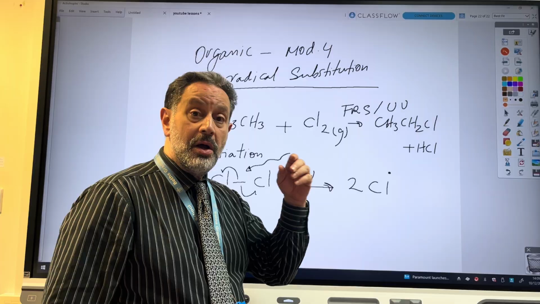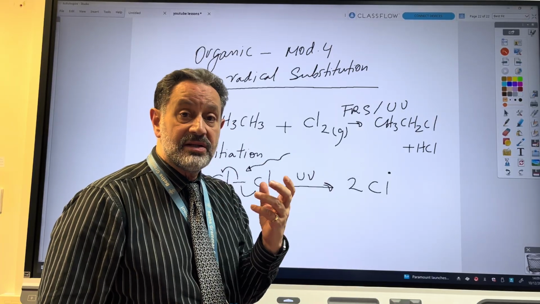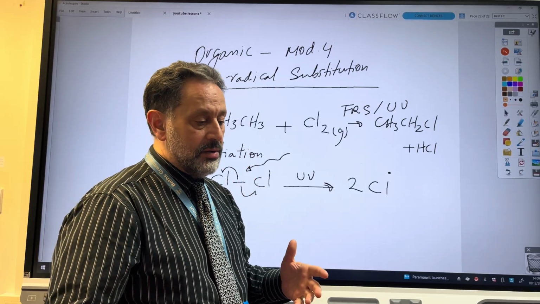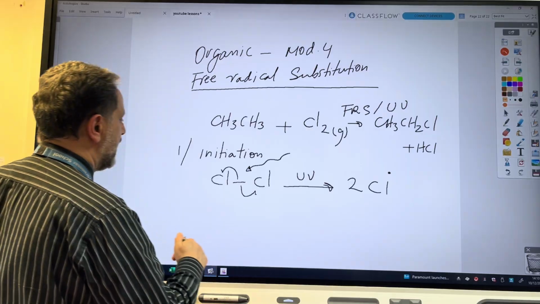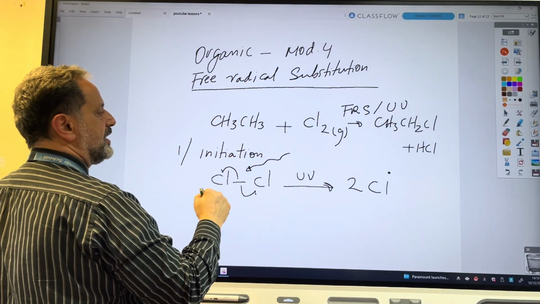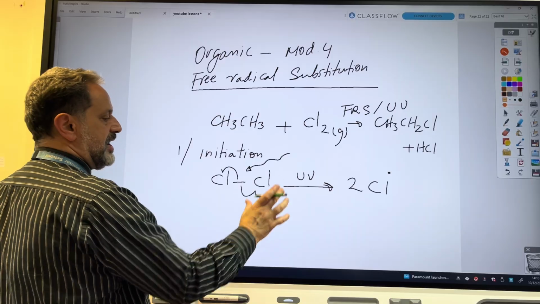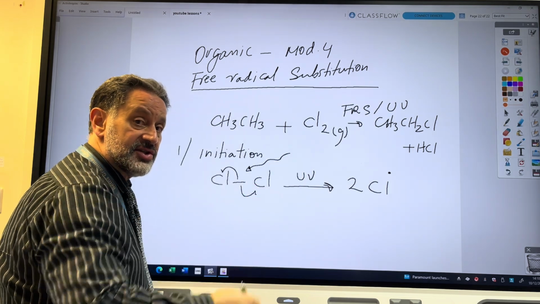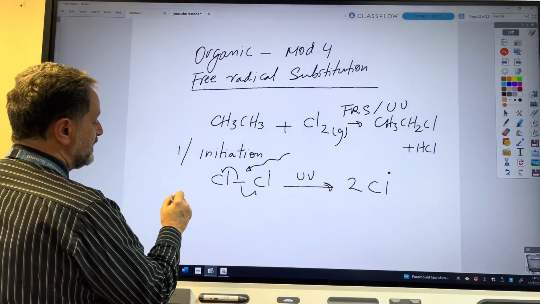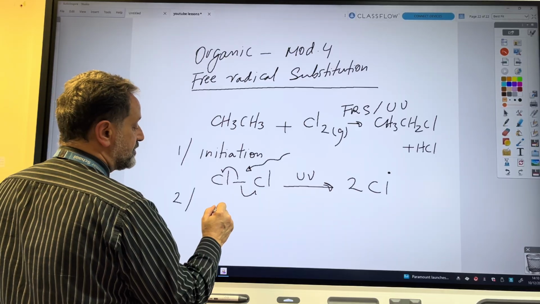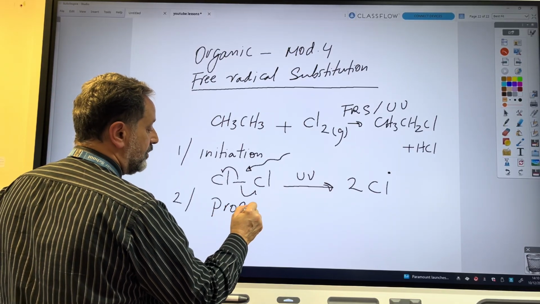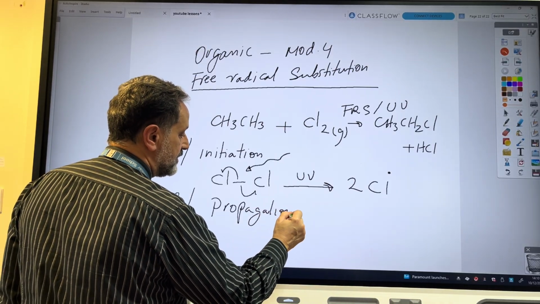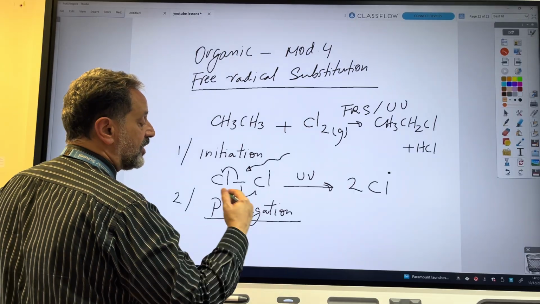Now, these are extremely reactive, and they react with anything in order to reestablish the stability that they once had. How do they do that? By reacting with things. What do they react with? In this case, let's say you've got chlorine and ethane in an enclosed reaction chamber, and through a window, somebody comes along and flashes a UV light. The second stage is called propagation. To propagate means to make more. Some of you have heard this maybe in biology as well, to make more of the same thing.